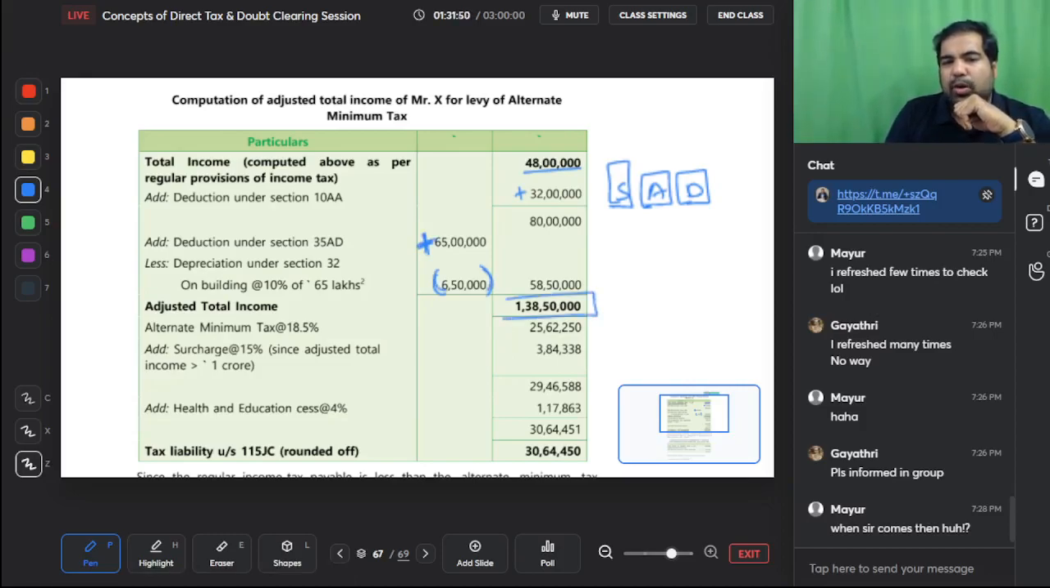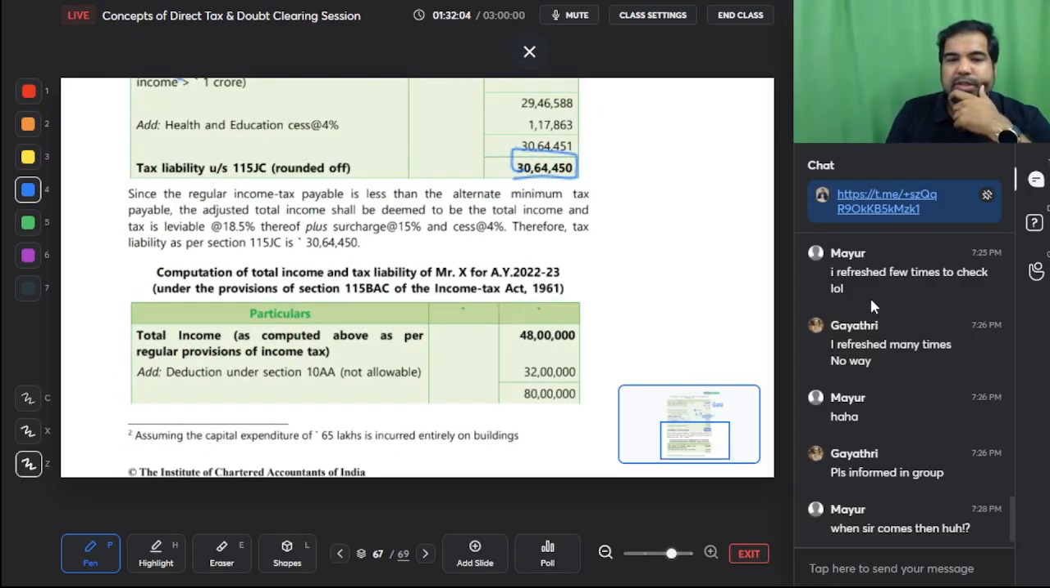So this is what you will be called adjusted total income on that 18.5%. And because this is more than 1 crore, 15% surcharge and cess, and this is your total tax liability as per alternate minimum tax. You have to pay this and take the credit for the difference. So this is the credit for the difference. You'll have to pay under 115JC 30 lakh 64,450. All right.